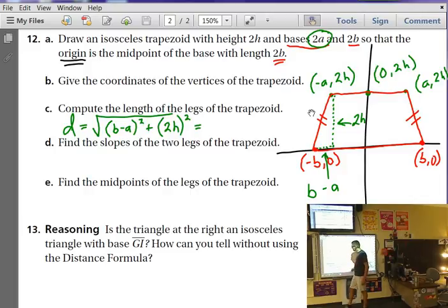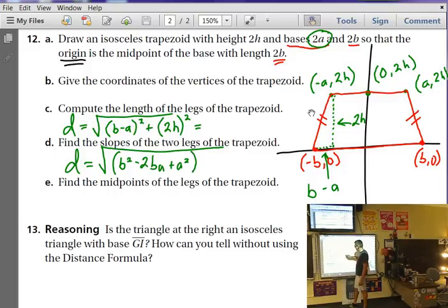So I'm going to keep, this is not for D, I'm going to just keep working vertically. So D then becomes the square root of b squared minus 2ba plus a squared plus 2h squared.